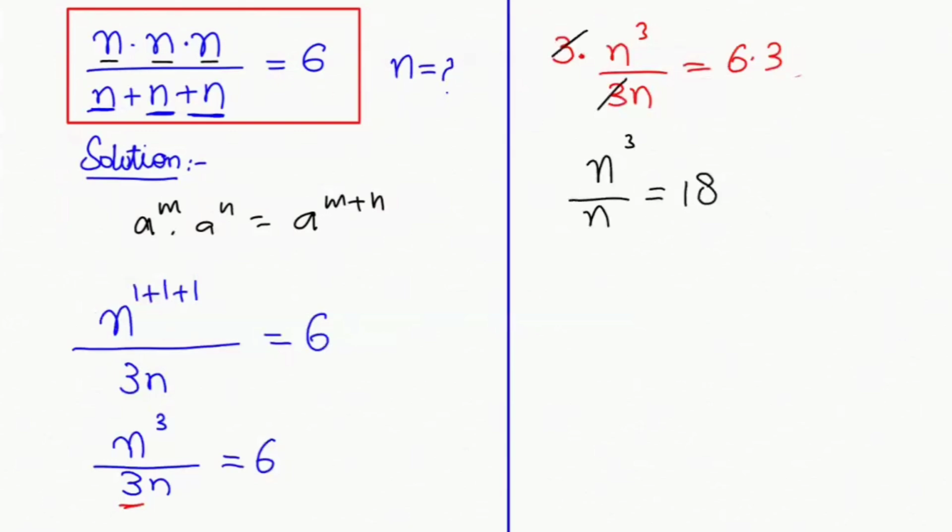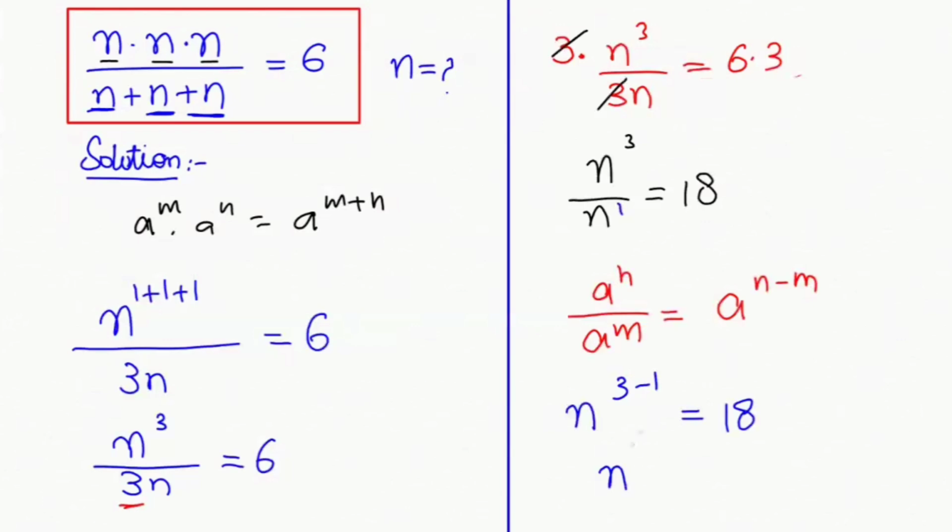Now I am going to apply the exponential rule, that is a to the power of n over a to the power of m can be written as a to the power of n minus m. So the above equation turns to n to the power of 3, and here we have 1 power, so minus 1 equals 18. Now I am going to write n to the power of 2 equals 18.